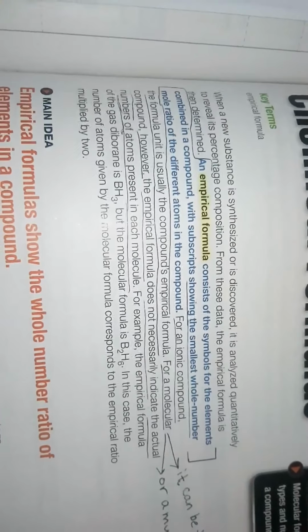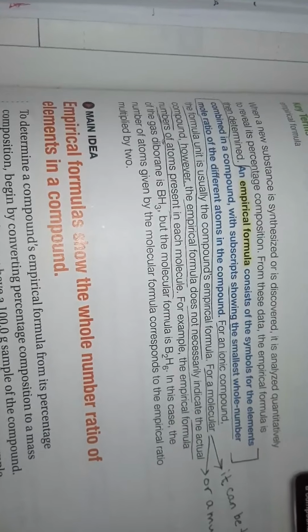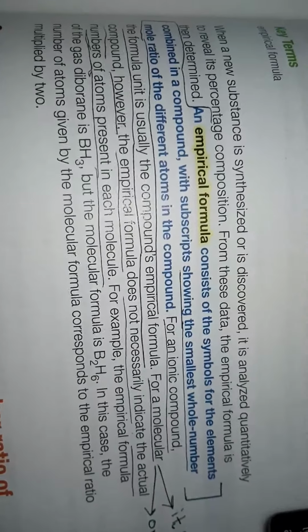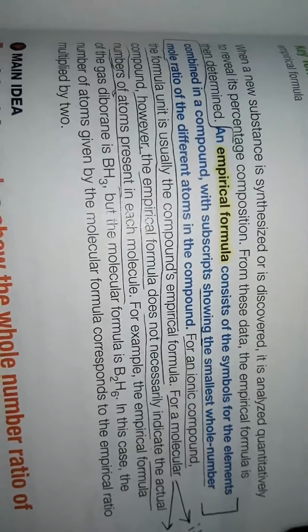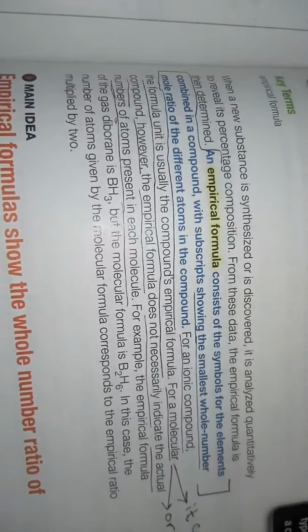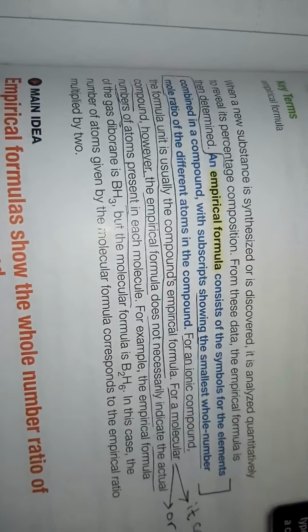Now, what do we mean by empirical? Empirical formula means it consists of the symbols of the elements combined in a compound with subscripts showing the smallest whole number mole ratio of the different atoms in the compound. So what does that mean? It means that it is the basic structure of a chemical formula.